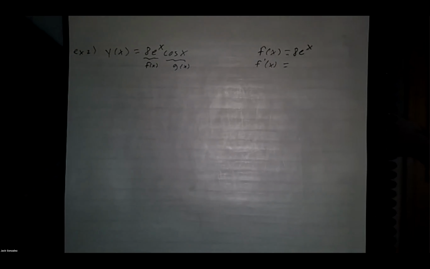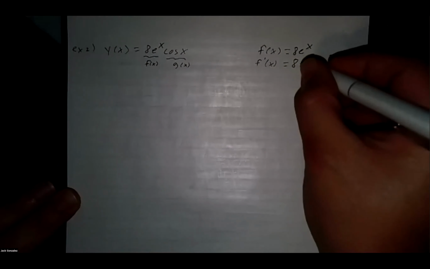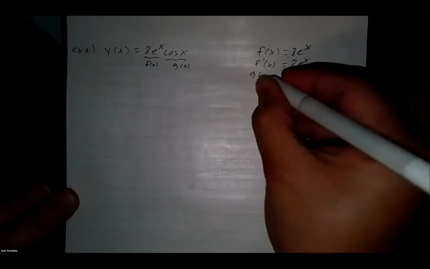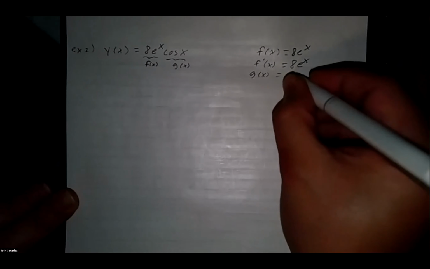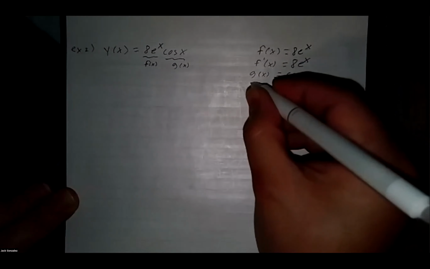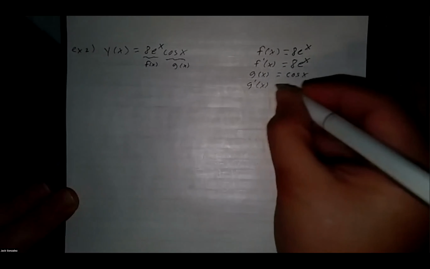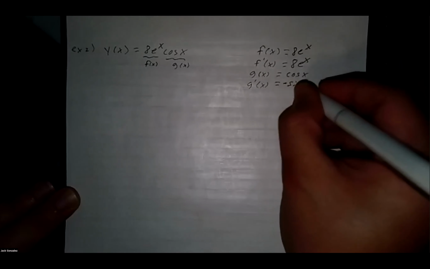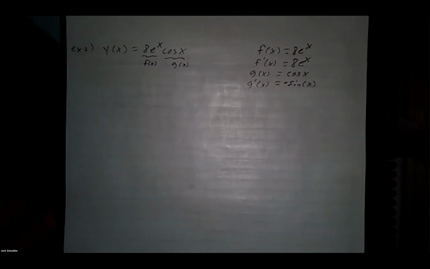So what is the derivative of 8e^x? 8e^x. Yeah, it doesn't change, right? The 8 doesn't do anything, and e^x is always e^x. Okay, so g is cosine. What is the derivative of cosine? Do you guys remember from last time? Negative sine. Yeah, negative sine. Nice. Okay, so we got all of them.